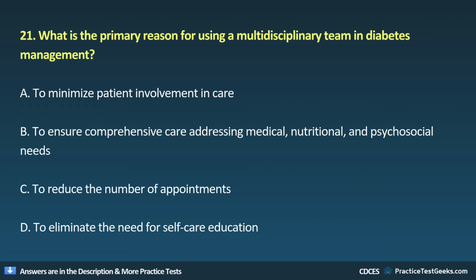21. What is the primary reason for using a multidisciplinary team in diabetes management? A. To minimize patient involvement in care. B. To ensure comprehensive care addressing medical, nutritional, and psychosocial needs. C. To reduce the number of appointments. D. To eliminate the need for self-care education.